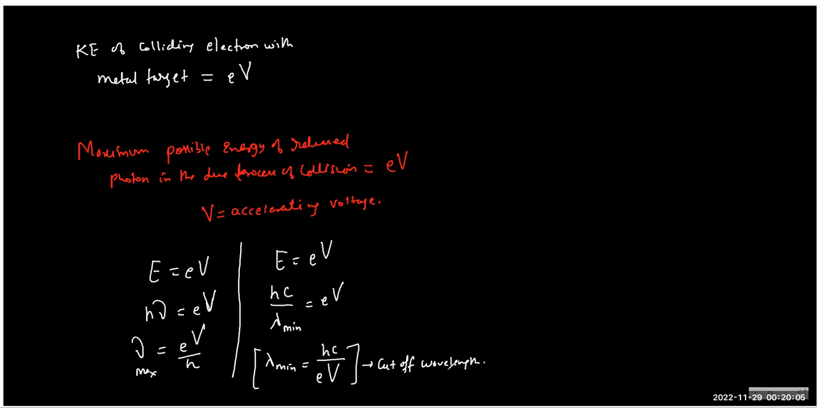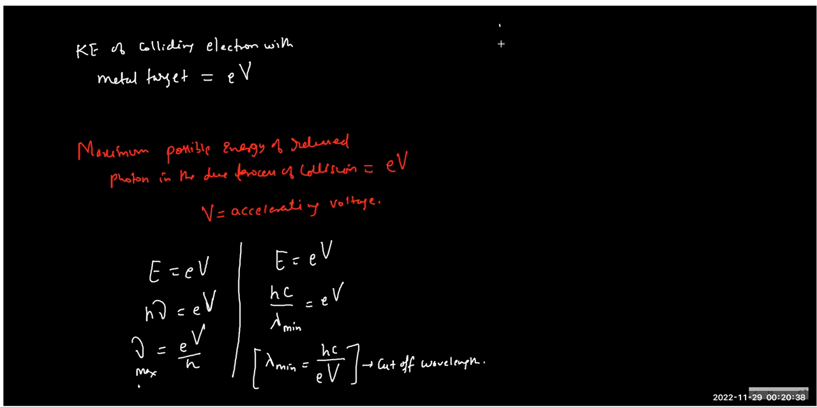So they will ask you to find the formula for the cutoff wavelength. Like, what is the minimum possible we can produce theoretically? Can we produce wavelength less than this? No. And can we produce wavelength more than this? No, we cannot. So this is the first part of X-ray.